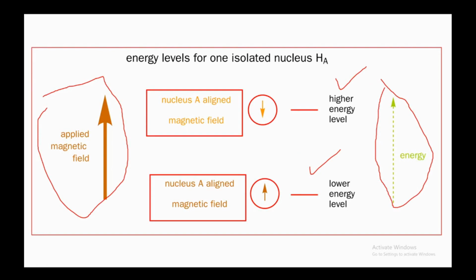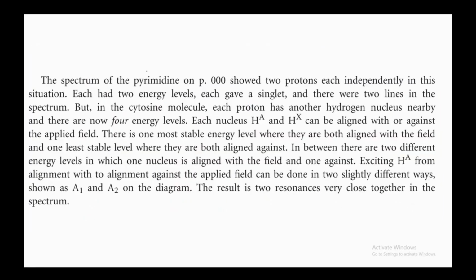Nucleus A aligned with the magnetic field, and nucleus A aligned against the magnetic field. The spectrum of the pyrimidine showed two protons behaving independently in this situation. Each had two energy levels. Each gave a singlet, and there were two lines in the spectrum. But in the cytosine molecule, each proton has another hydrogen nucleus nearby, and there are now four energy levels.